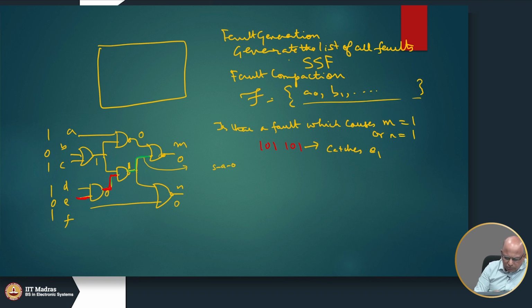We would have eliminated this. We are only interested in the faults at the primary inputs and the fan out branches. So, even though it catches this, it is not of importance to me. We are interested in this one. Let me call these wires E1, E2, F1, F2. So, F1 stuck at 0 will be caught at M. So, whether E is stuck at 1 or F1 is stuck at 0, M will change to 1.